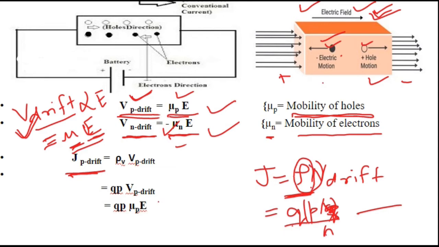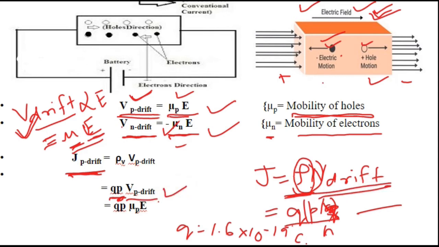Now the volume charge for holes is equal to Q times P. What is the value of Q? Q is equal to 1.6 into 10 to the power minus 19 coulombs. So Q times P, where P is the concentration of the holes, times the velocity Vp drift. We substitute Vp drift, which is mu p into E. So we get Jp drift equal to Qp times mu p into E. Let it be equation 1.